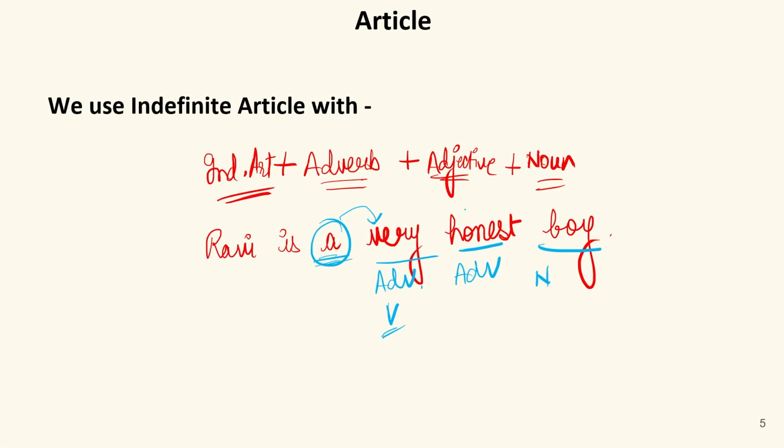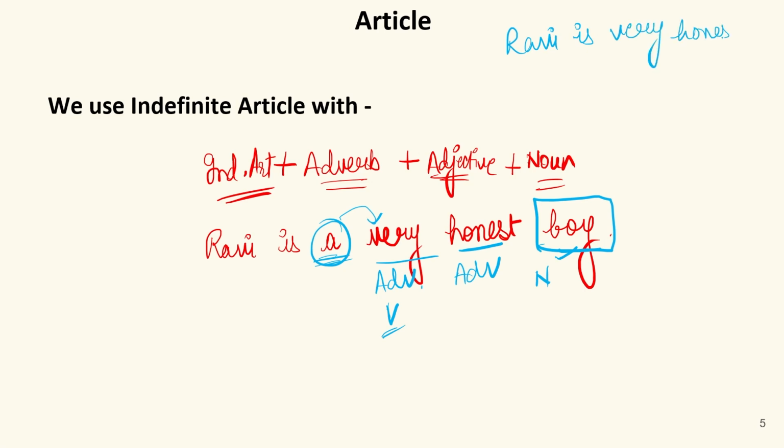Now, Ravi is a very honest boy. So this is the correct sequence to write an article. If I had written the sentence like Ravi is very honest boy, the sentence would be incorrect. But this noun should be there. If the noun is absent, there is no need to write the article over here, because if the sentence is like Ravi is very honest.